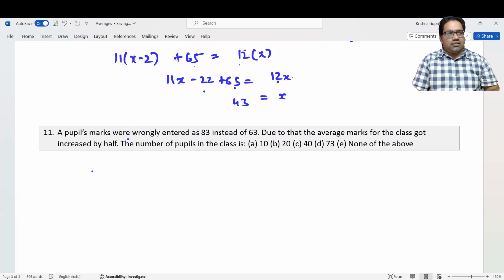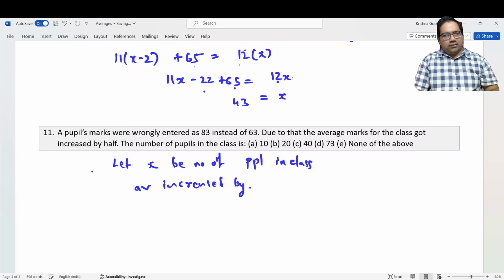A pupil's marks were wrongly entered as 83 instead of 63. Due to that, the average marks of the class increased by half. Whatever may be the number of people, let's say x is the number of people in the class. The average increased by 0.5.